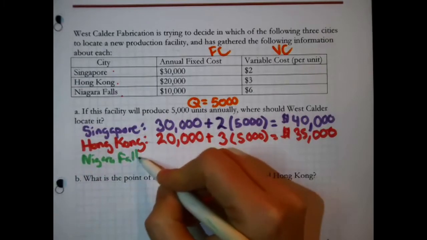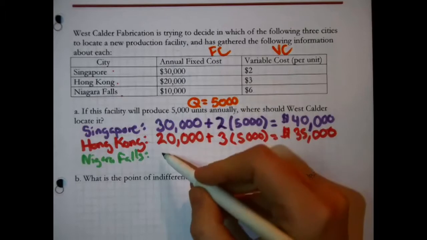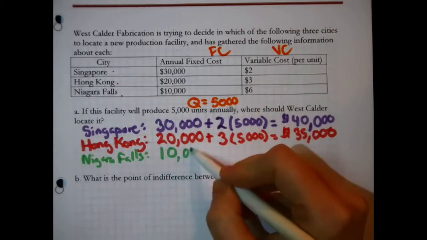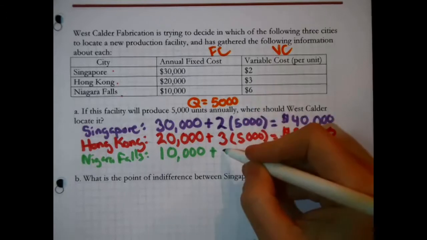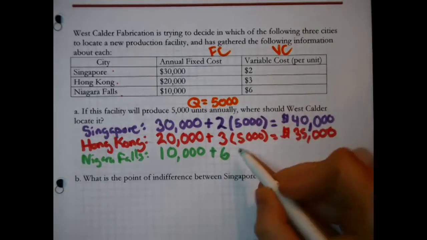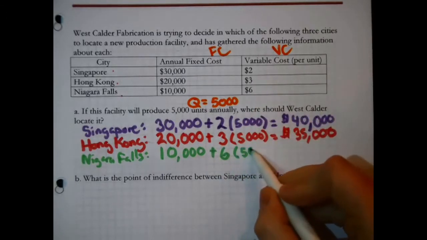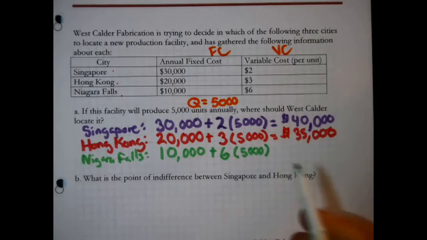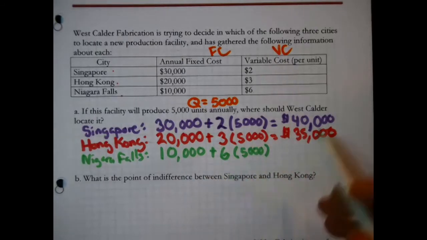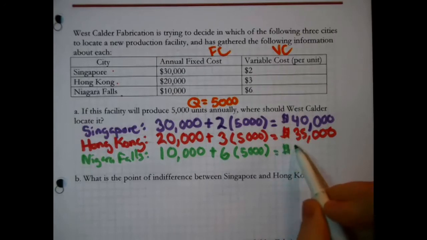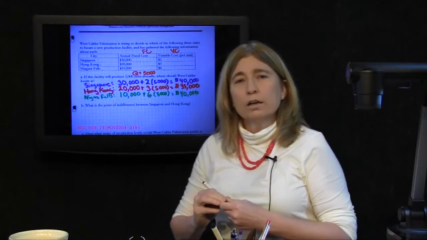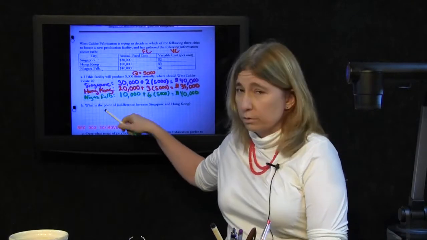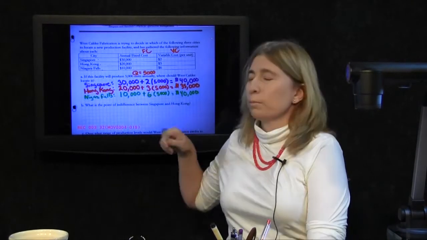Niagara Falls has a remarkably low fixed cost, only 10,000 annually, but we can see pretty high variable costs, $6 for every unit produced times 5,000. Okay, so that's 10,000 plus 30,000 equals 40,000. You might be thinking, oh, well, you got a tie. You have a tie there in terms of cost between Niagara Falls and Singapore.